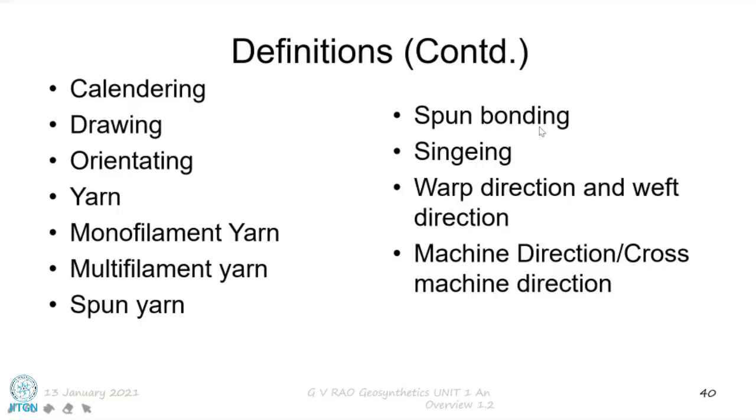Spun bonding we said. Singeing is what we are trying to do here. We can have a hot roller on one side, or sometimes you put a very light flame all around, so that the surface protrusions become molten, and that gives a rough, thermally bonded surface on one side. Okay, then we defined warp direction and weft direction. Warp direction we said is longitudinal or machine direction, and weft direction is lateral or cross-machine direction. We should remember these, because all our properties are going to be defined based upon these words.